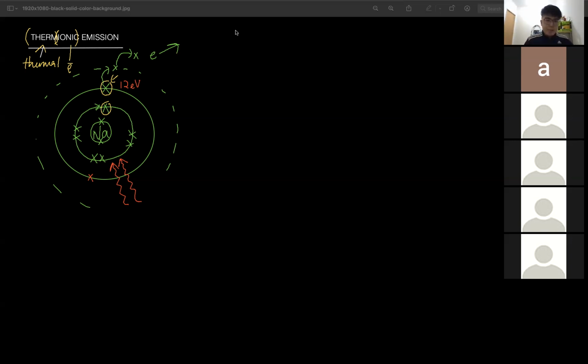Okay, so that is thermionic emission. How do we define it? Thermionic emission is a process of emission of electron. Let me write this down. Process of emission of electron from the surface of a heated metal.